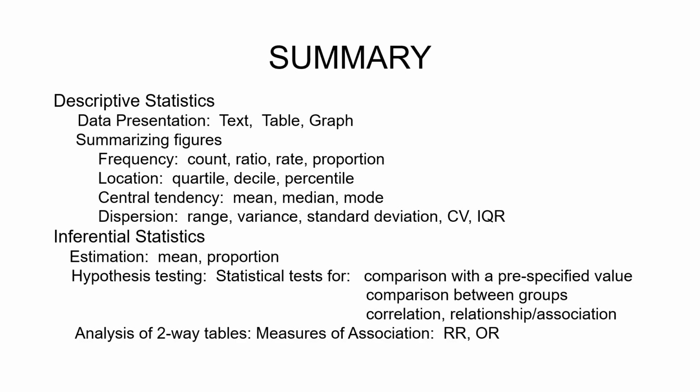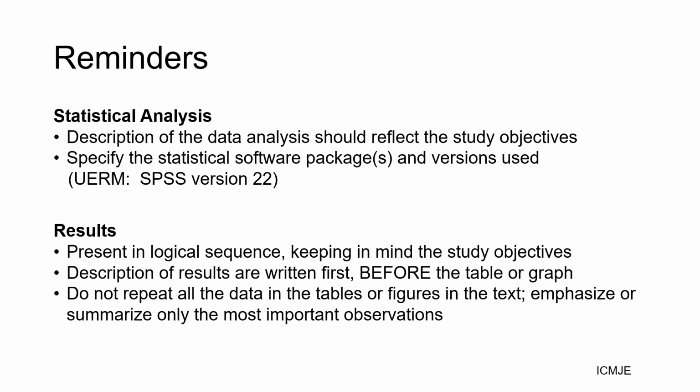And we have the analysis of 2 by 2 tables, which involves computing for measures of effect or association, such as the risk ratio and the odds ratio. These reminders reflect common errors committed in relation to the data analysis and results section of the final paper. So the description of the data analysis should coincide with the study objectives, specify the statistical software package used, and for SPSS, use the version that is in our institution, which is SPSS version 22.